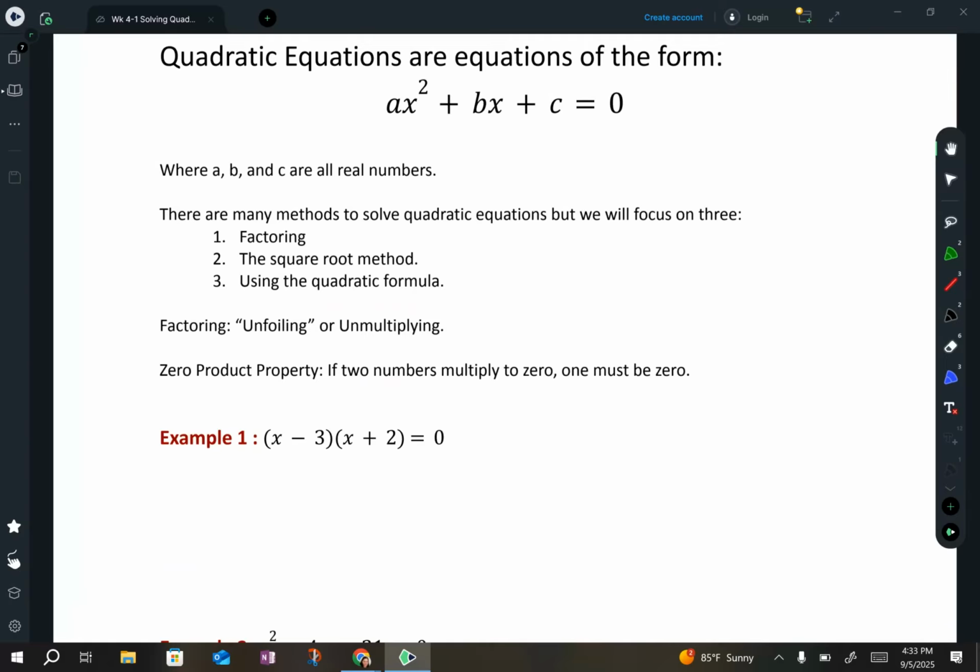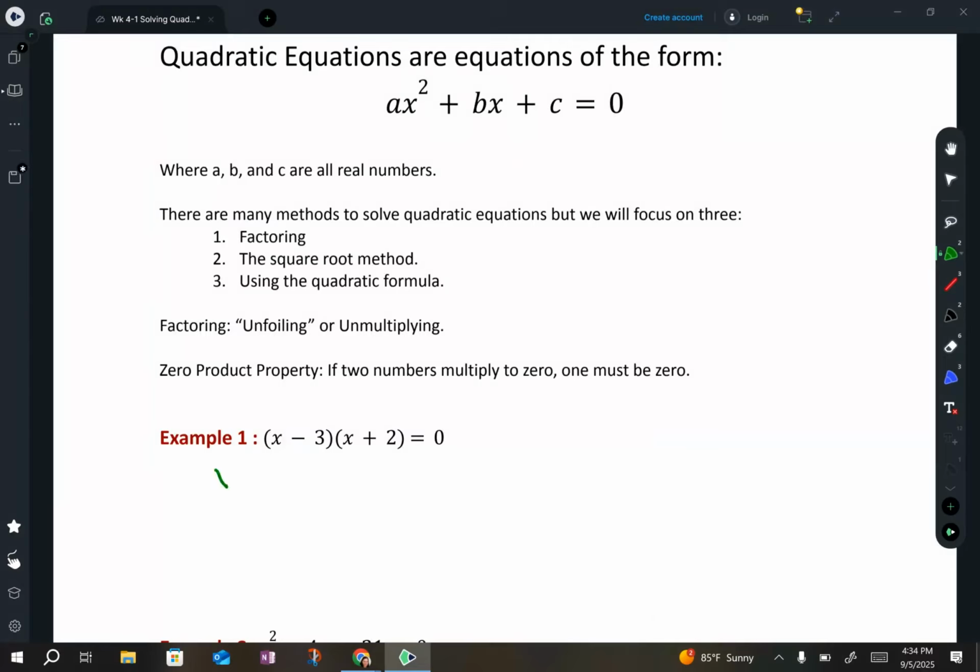The key to solving quadratic equations by factoring is to remember the zero product property. What the zero product property says is that if you have two numbers and they multiply to 0, then one of them has to be 0. If we look at our example 1 here, we have two things being multiplied together and they equal 0. The first factor is x minus 3, and the second is x plus 2. If those two quantities multiply to get 0, that means one of them must be 0.